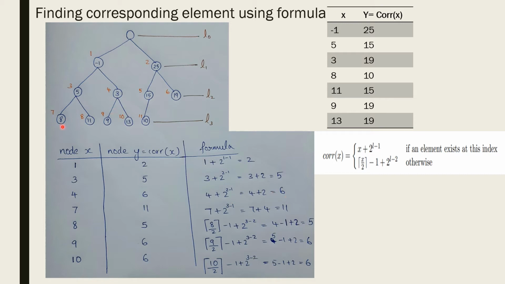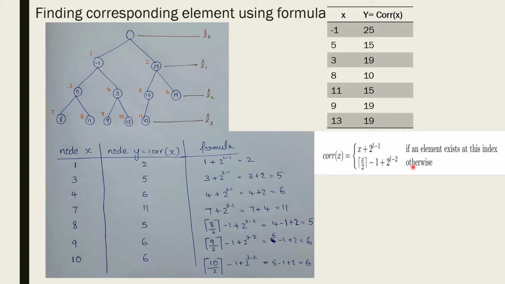Now coming to the 7th node, 7 plus what will it be? Here the level changes, it's coming to the other level. So 7 plus 2 power level 3 minus 1. So it will be 7 plus 2 squared, that will be 4. 7 plus 4 equals 11. That also we got correct.